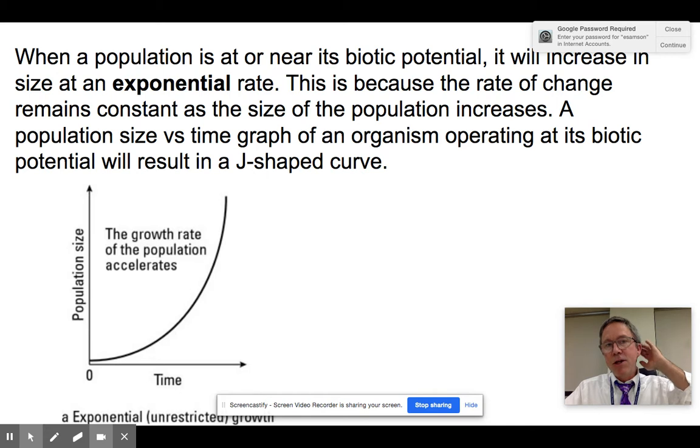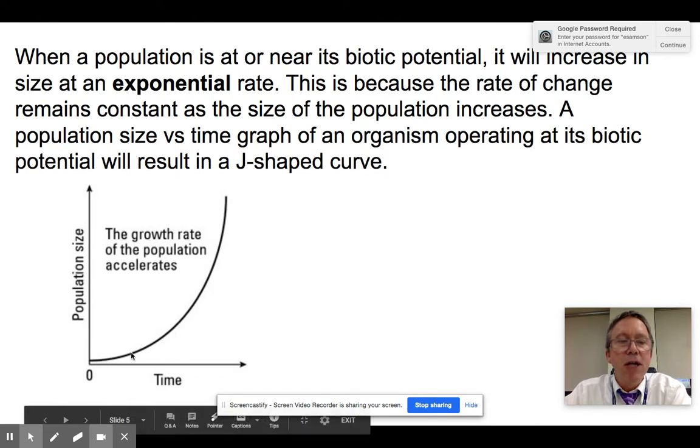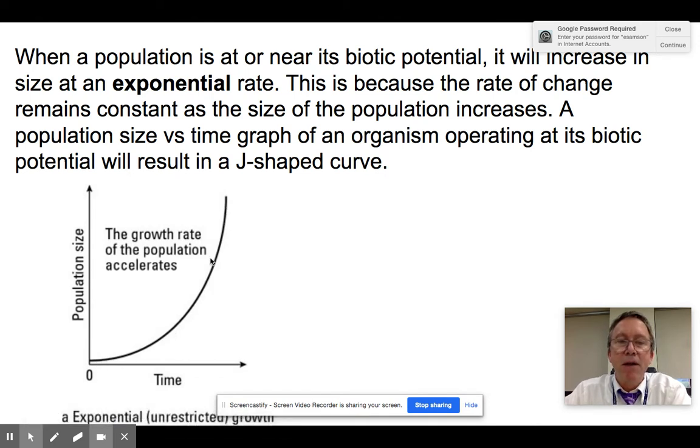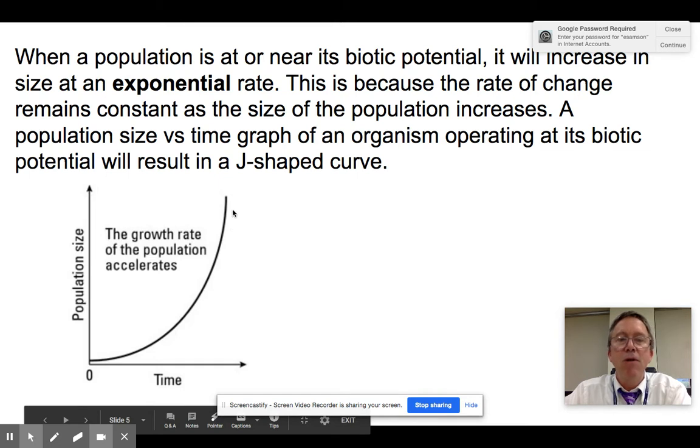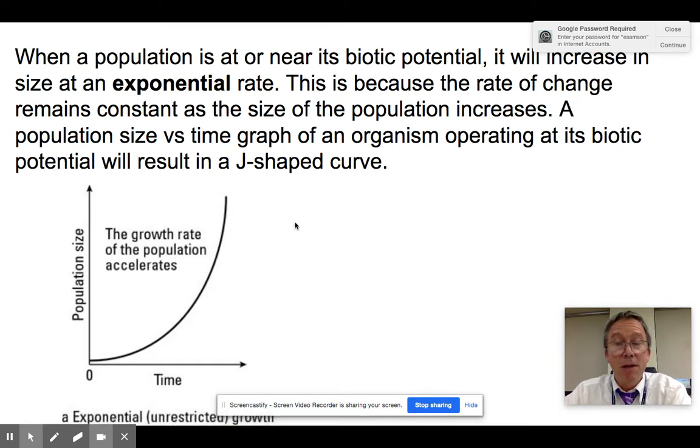Now, when populations are growing at or near their biotic potential, what we see is an exponential rate of growth. And that's because the rate at which it increases is remaining constant, so that biotic potential is staying the same, but the number of individuals is going up. So if I say double every 2 years, but each year I have twice as many, the rate of growth is going to be quite rapid. And so we get this J-shaped curve, that's emblematic of exponential growth. So when we see this, we know that there isn't much limiting the organism from growing at its biotic potential.